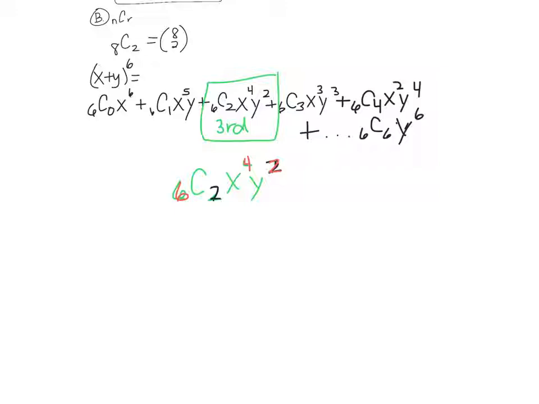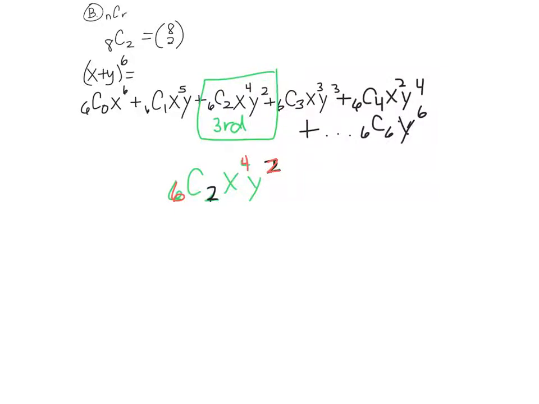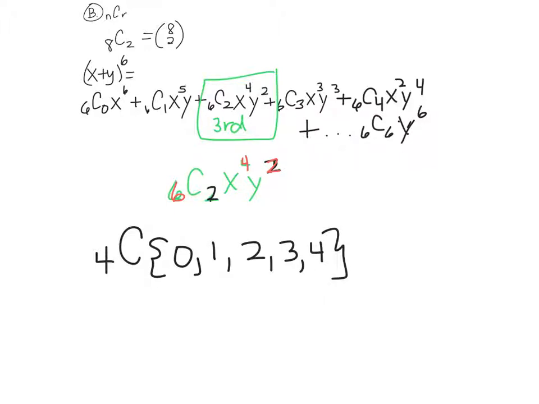Now, here's what you're going to do in your calculator. Let's say we want to find the 4th row of Pascal's triangle. Go to your calculator and go 4c, bracket, not a parenthesis, bracket, 0, 1, 2, 3, 4. It will give you Pascal's 4th row.